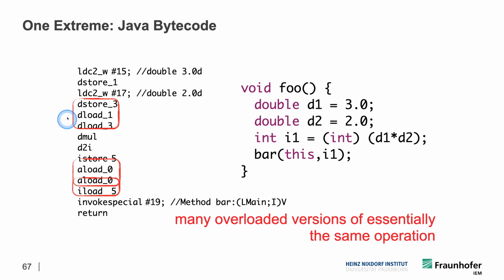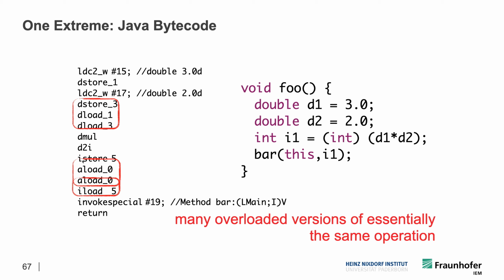Now, what you see here is that there are many overloaded versions of essentially the same operation. So here we have, for instance, instructions that are actually operating on doubles. Here we have instructions that are operating on integers and on objects. So this aload, for instance, that's an object instruction. And everything that starts with an I, that's regarding integers. So you have instructions that do load and store, but they are distinguished based on their data type, although they all do the same.